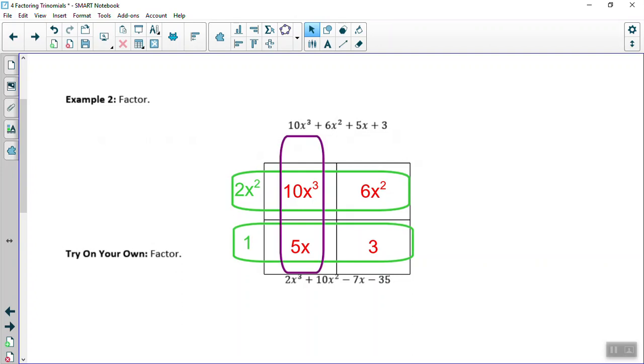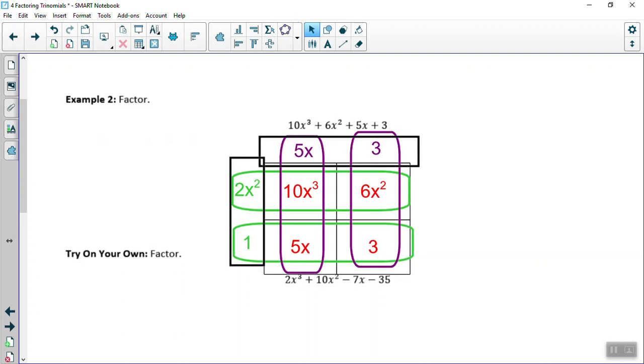When I look at these two, the greatest common factor between 10x cubed and 5x would be 5x. I can divide them both by 5, and then they each have at least one x. And then I can look at this one, a 6 and a 3. They can both be divided by 3. This is the only one that has any x's, so they don't have any x's in common. So just a 3. So my answer is going to be taking those 2 and these 2. So I get my 5x plus 3 and my 2x squared plus 1.